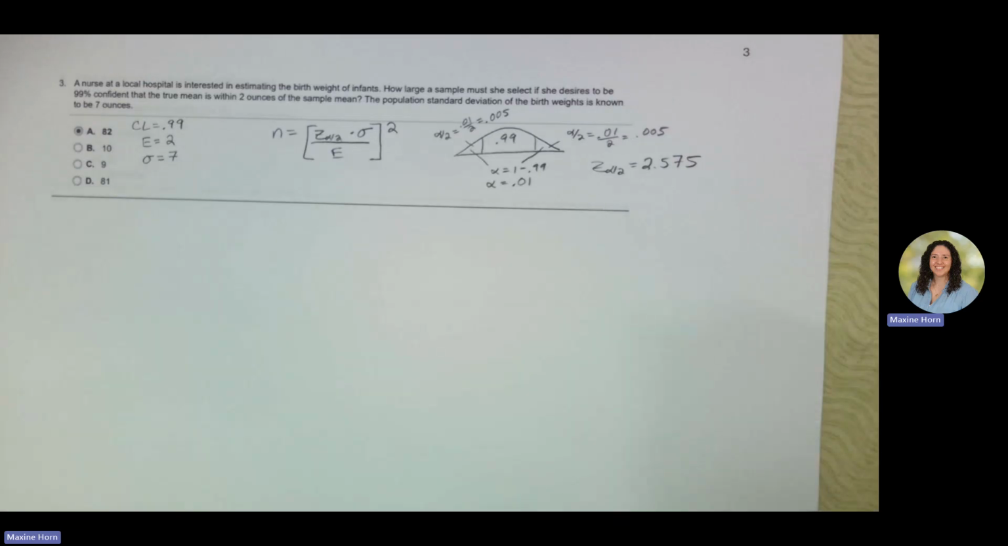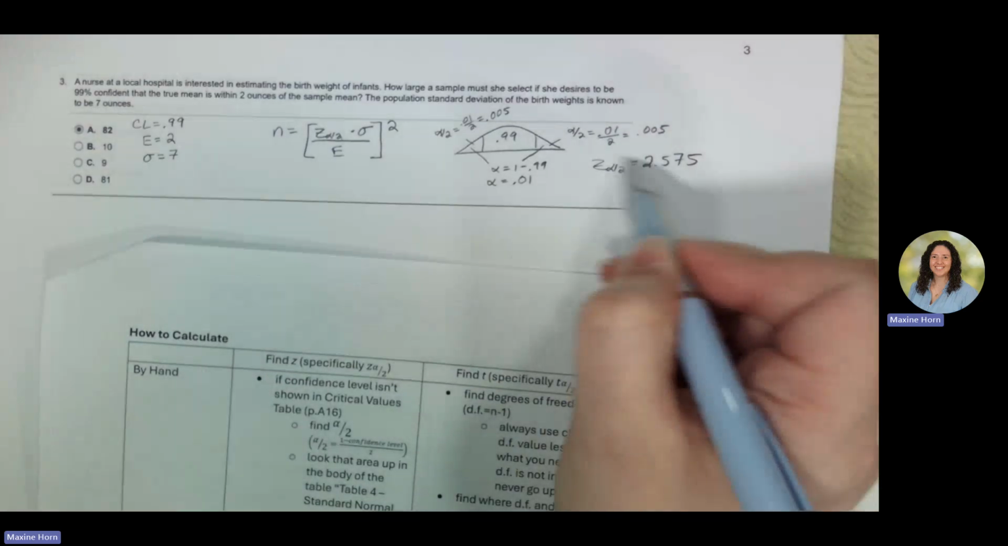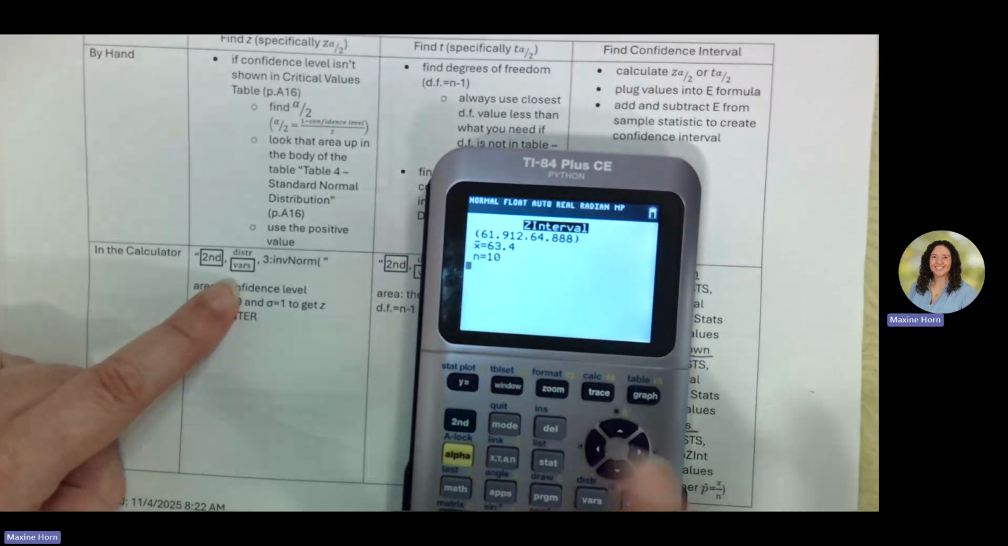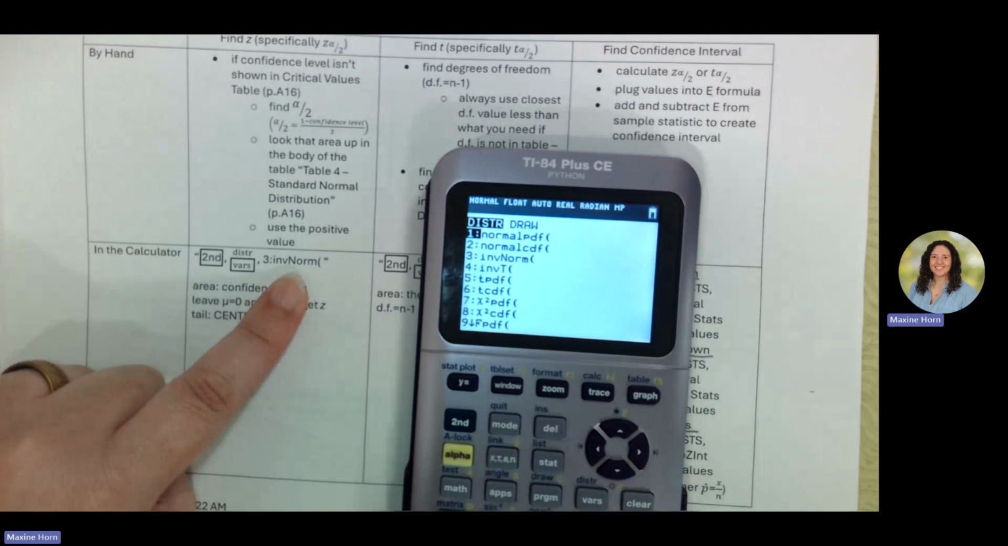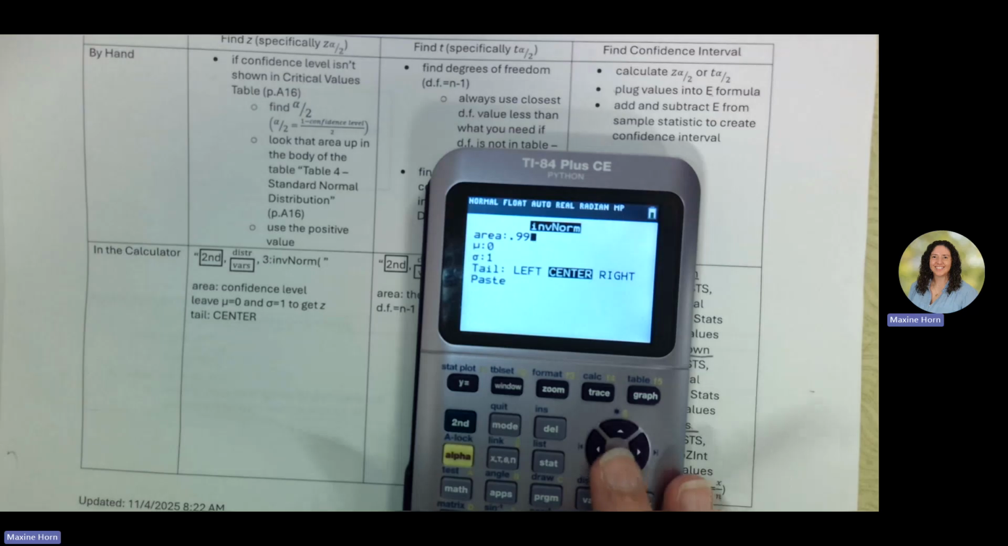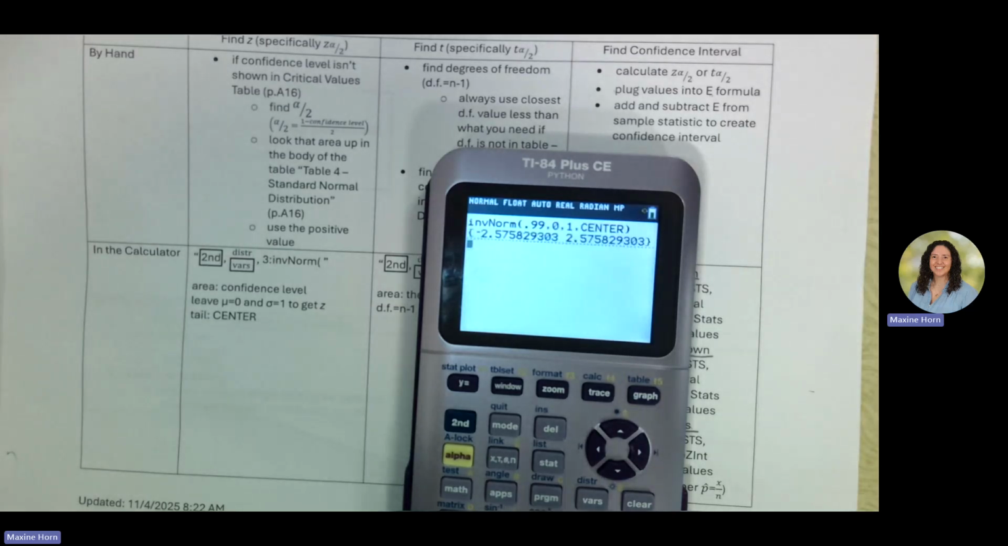Now, if I were to have done that in the calculator, so if I need to find my Z alpha halves, which you do when you're finding your sample size, you could also do it in the calculator. We're going to do second vars. We're going to go to 3. I'm just going to hit 3. And your confidence level is your area. You leave your mean and your standard deviation as 0 and 1, and you make sure that it's marked as center. And then it's going to give you your negative and your positive, and you just need to make sure that you're using the positive.